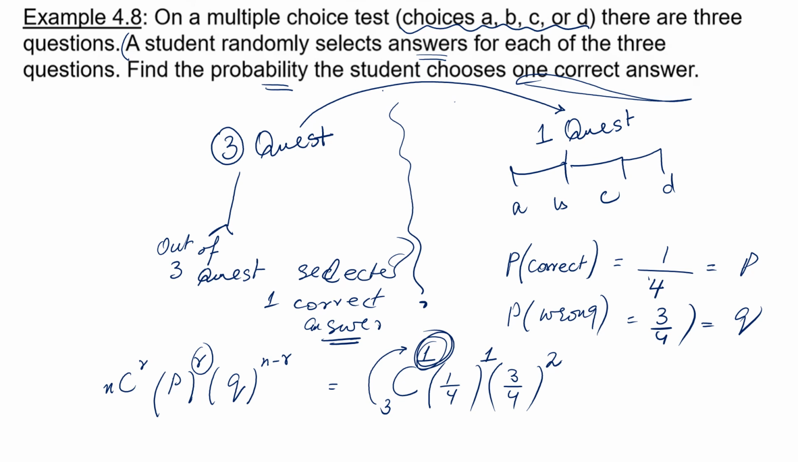Now we know how we can put this all in the calculator. In the calculator, if you are using the scientific calculator, if you press shift divide, you will get the C. Before the C, write down the 3. After the C, write down the 1. Then multiply 1 by 4 whole to the power of 1 and 3 by 4 whole to the power of 2. Write it down in the calculator and you will get your final answer.